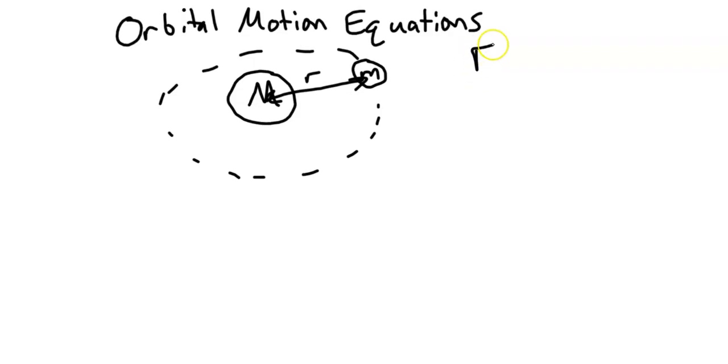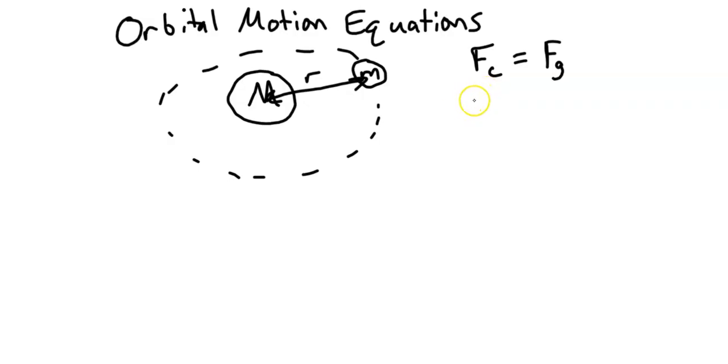So all of these orbital motion equations start with the premise that centripetal force is caused by the gravitational force, so the centripetal force equals the force of gravity calculated by Newton's universal law of gravitation.